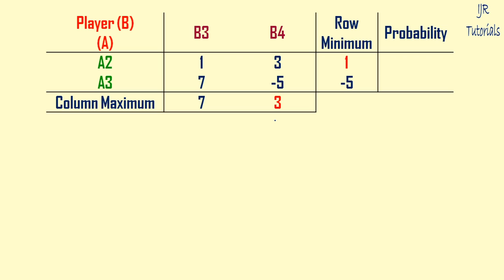To solve this matrix using the algebraic method, first we need to prepare the table like this by adding an additional column, the probability. After that only can we calculate and identify the value of the game. Since there are two rows, we take x and 1 minus x. So we need to find x and 1 minus x for this particular problem.